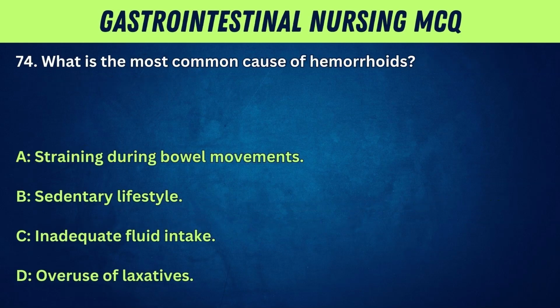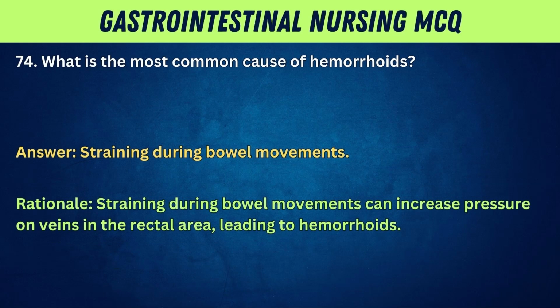74. What is the most common cause of hemorrhoids? A. Straining during bowel movements. B. Sedentary lifestyle. C. Inadequate fluid intake. D. Overuse of laxatives. Answer. Straining during bowel movements. Rationale. Straining during bowel movements can increase pressure on veins in the rectal area, leading to hemorrhoids.